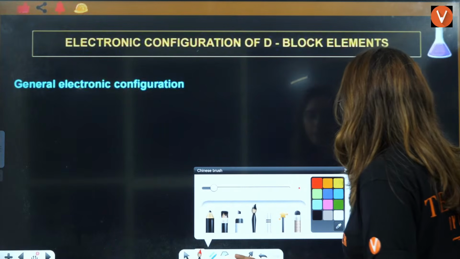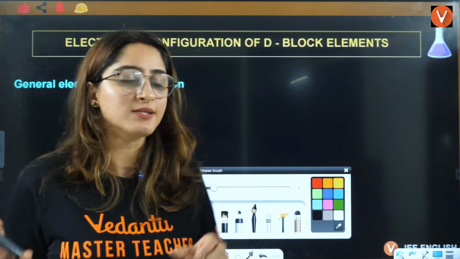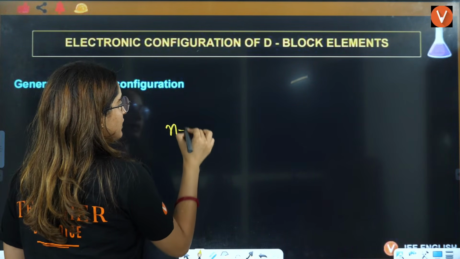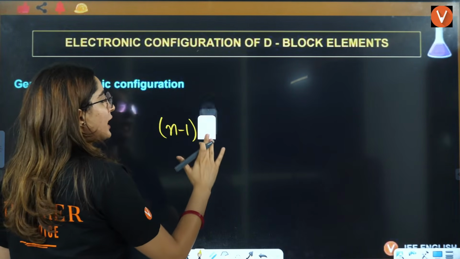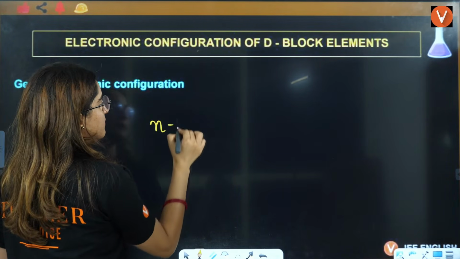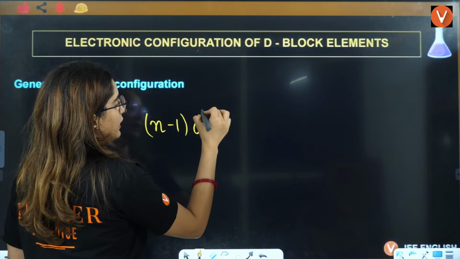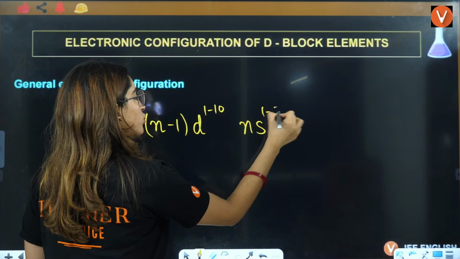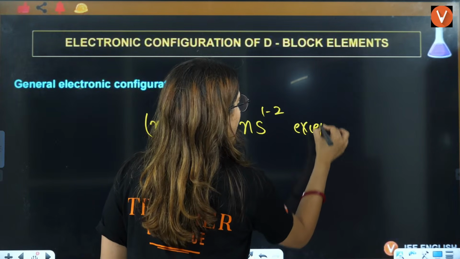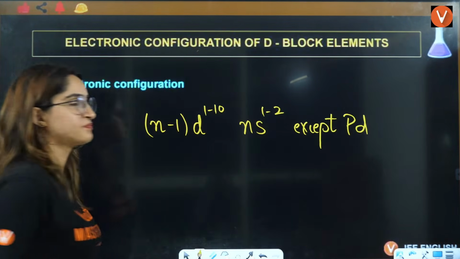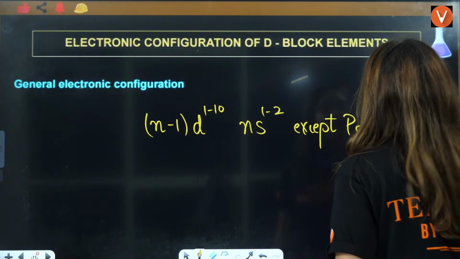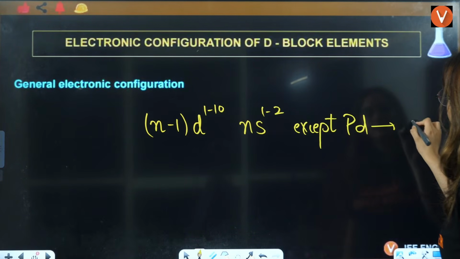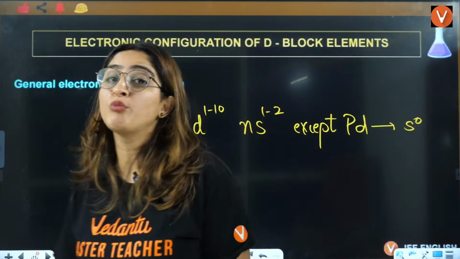The general electronic configuration of D block elements can be written in two ways. One is (n-1)d 1 to 10 ns 1 to 2. Now, who will tell me what is n-1? Let's see. This is ns 1 to 2, except palladium, which is having 5s0, which has 0 electrons in its outermost s subshell.